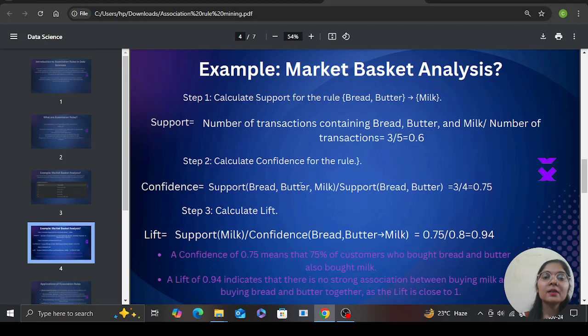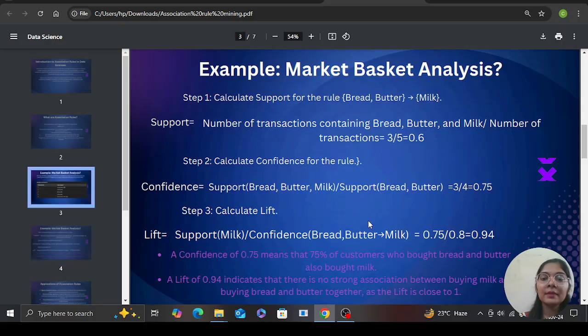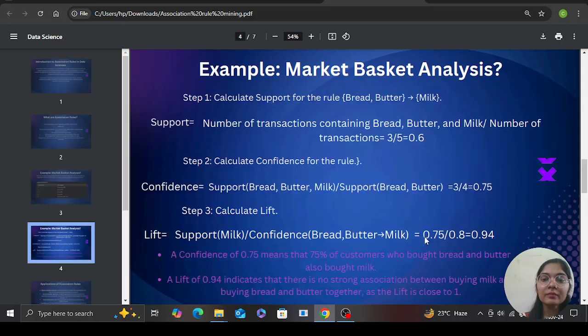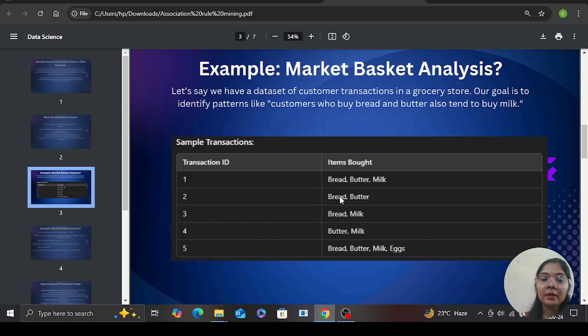There are some steps to calculate the analysis. The first step is to calculate the support for the rule bread, butter implies milk. The formula is, firstly we need to calculate the support, whose formula is the number of transactions containing bread, butter and milk upon the number of transactions. So for bread, butter and milk, how many transactions do we have? Here is bread, and here is bread, and here is bread.